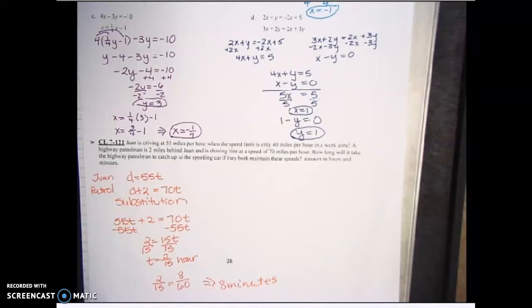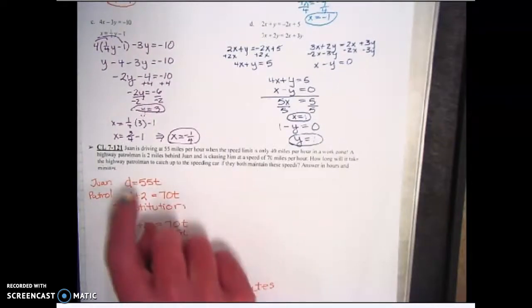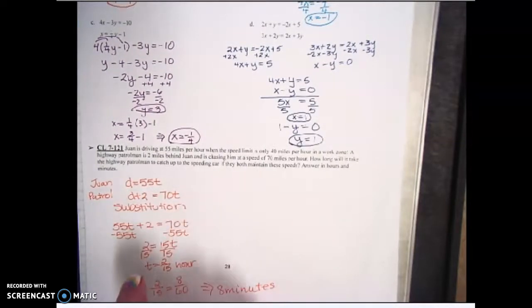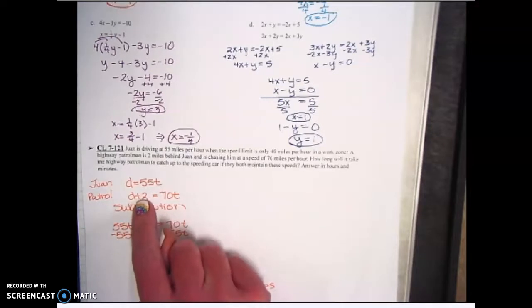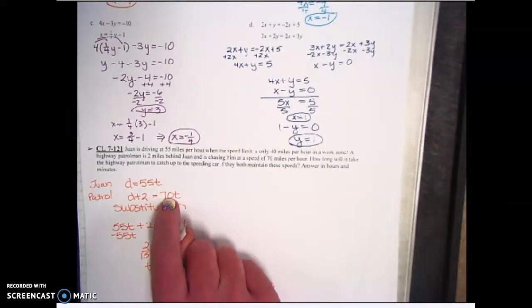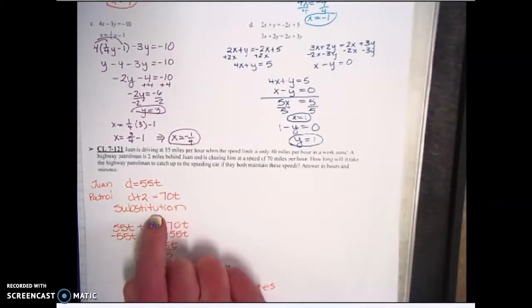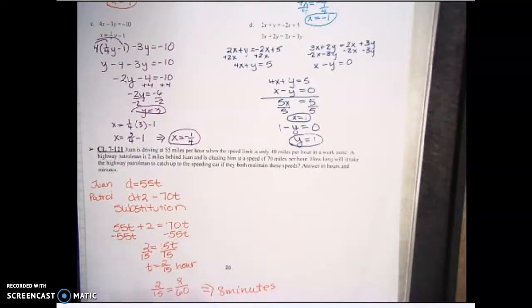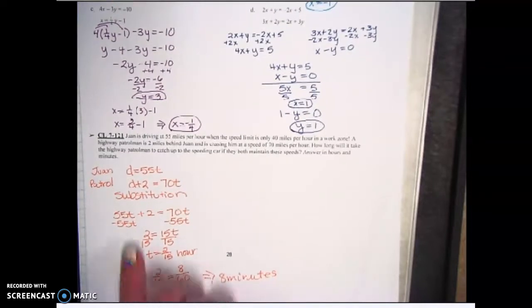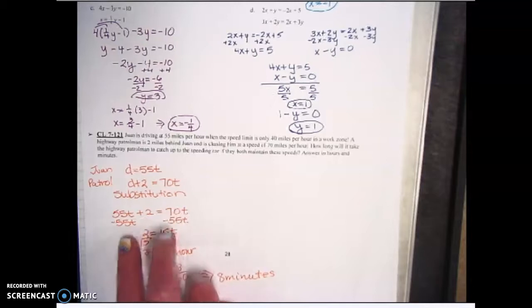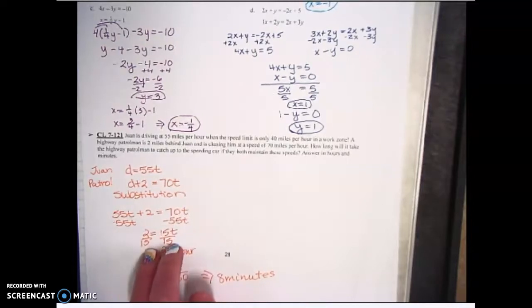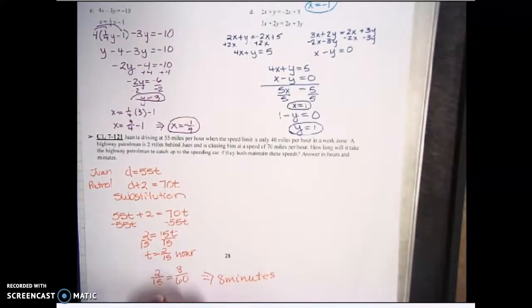All right, so Juan was going 55. The 2 miles behind him, we have the patrolman, and he was going 70 miles per hour. So I used substitution, and I ended up with this equation right here. Subtracted 55 from both sides, divide both sides by 15, and I got 2/15 of an hour.